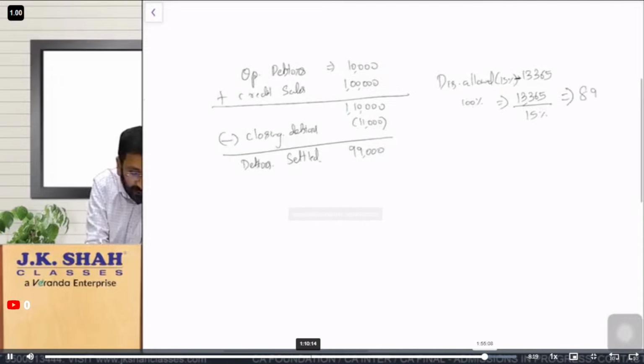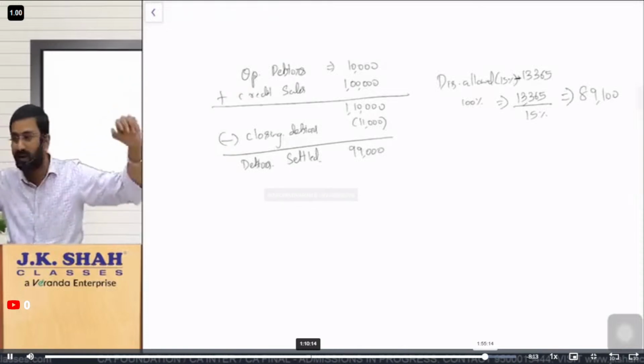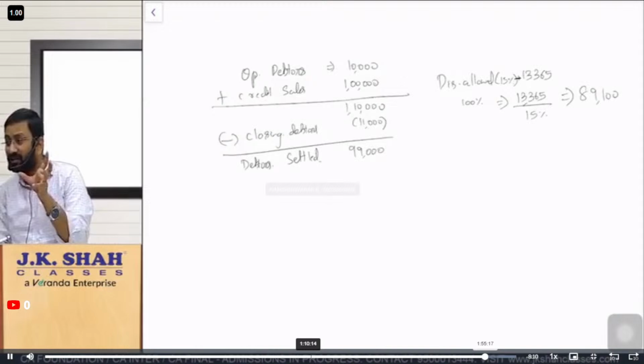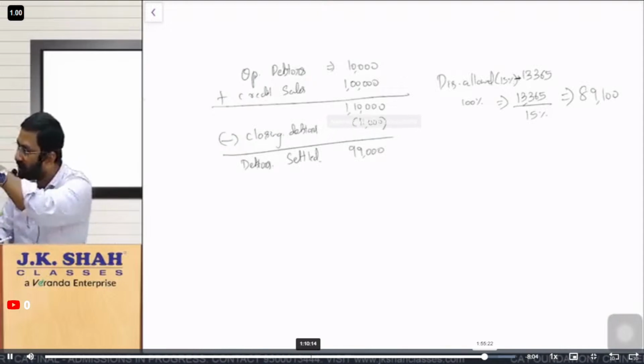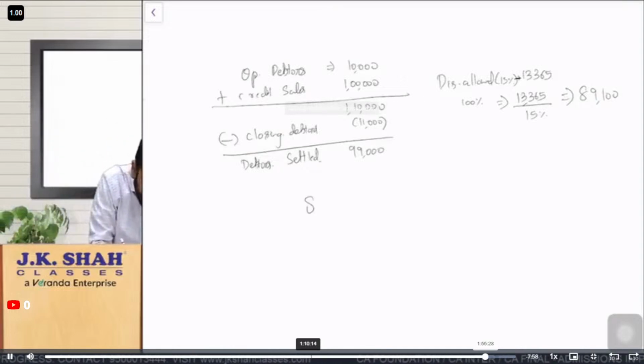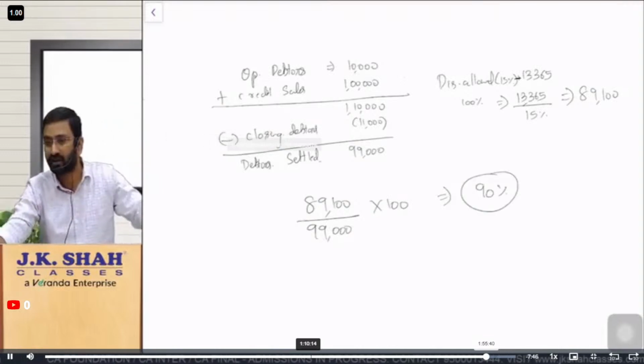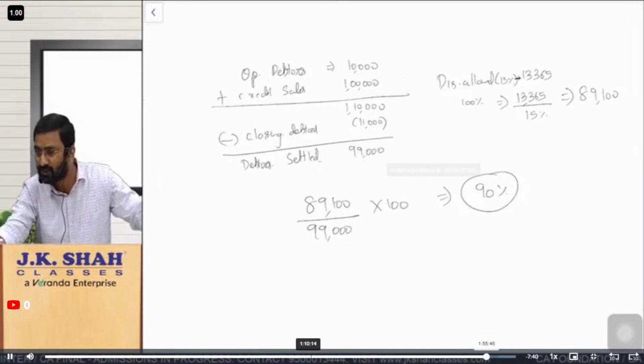Now understand one thing. Are you giving discount on 99,000 or on 89,100? 89,100. Settlement is 99,000, but we gave a discount only on 89,100. So are all the customers making prompt payment, or only 89,100? Only 89,100. So can I say 89,100 out of 99,000 are making prompt payment, which is 90%. That is the current year trend. 90% of your customers are doing prompt payment, and we assume the same trend will continue next year also.